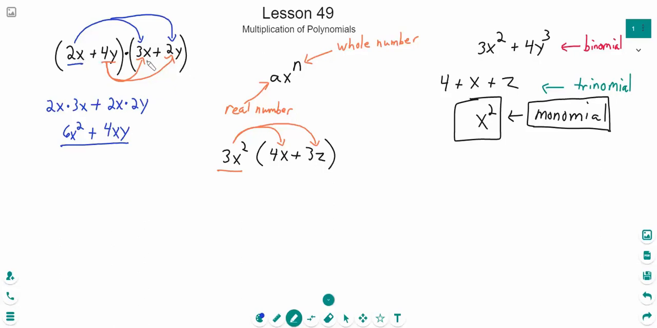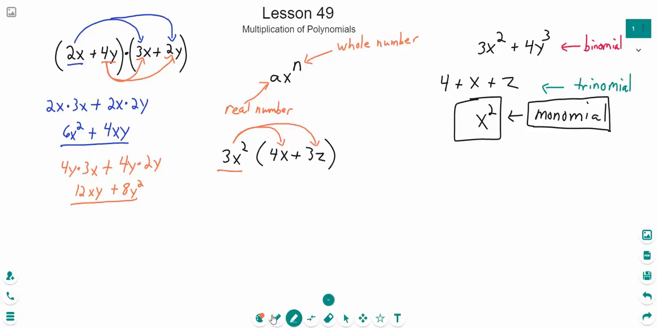Now we need to multiply everything by the 4y. So let's do that part of it. We have 4y times 3x plus 4y times 2y. 4y times 3x is going to give us 12xy, plus 4 times 2 is 8, y times y is y squared. So that is the sum for the orange. That's everything being multiplied by the 4y.